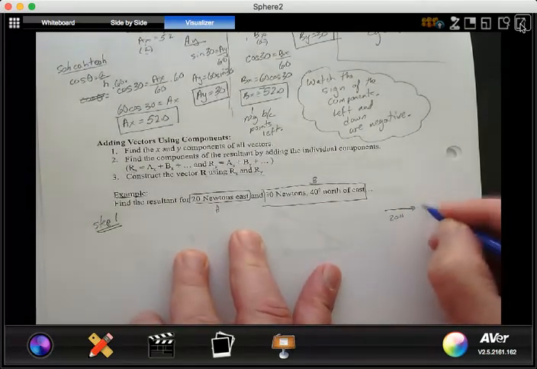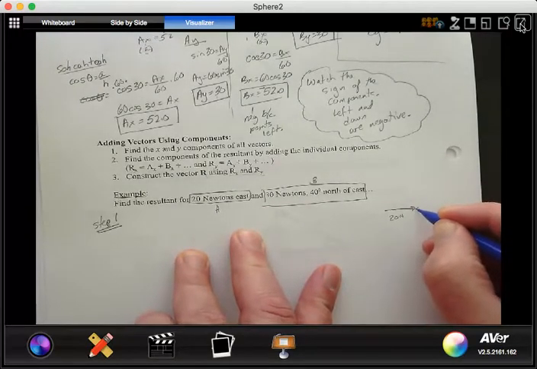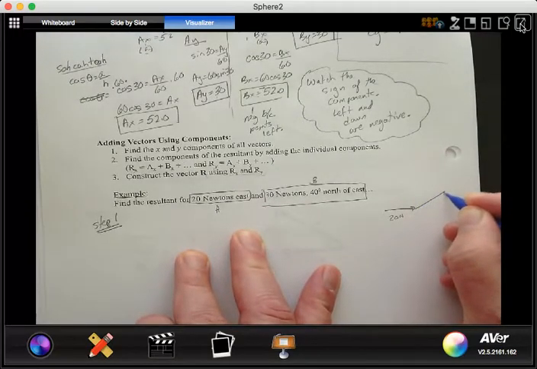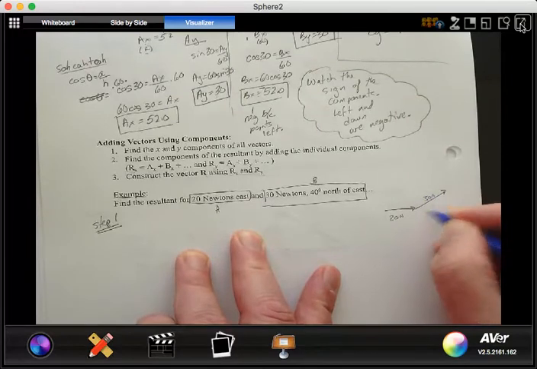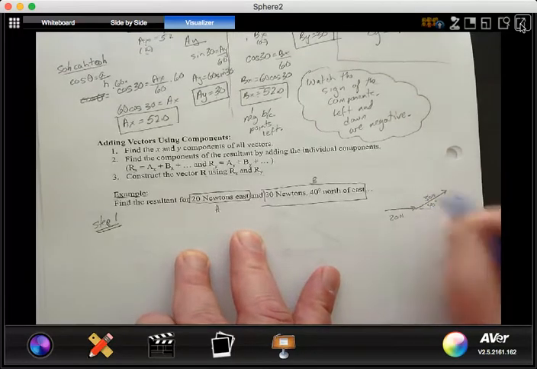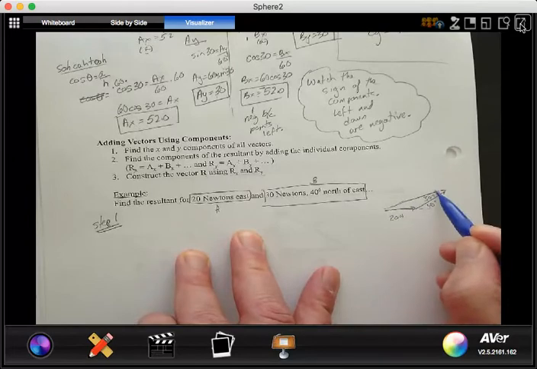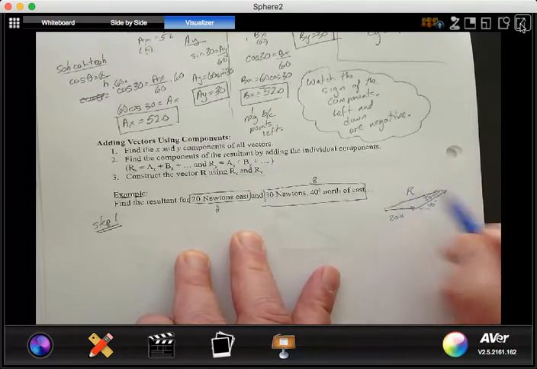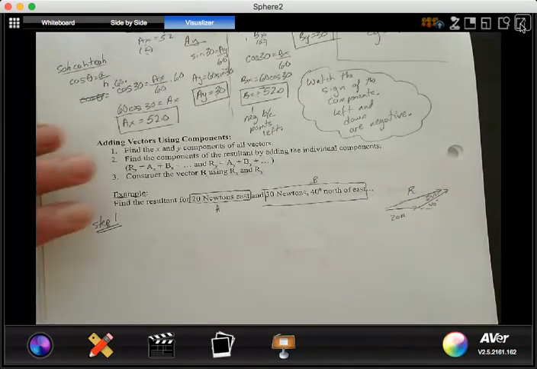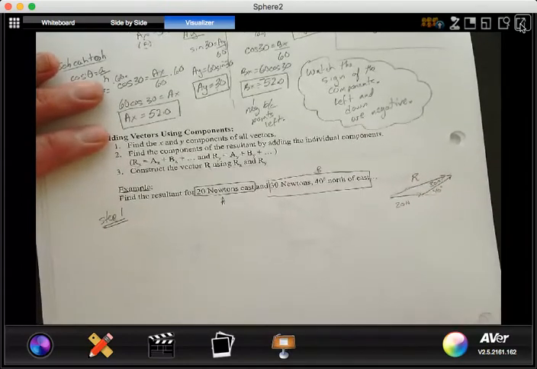And then I got this one. And I'm going to draw it tip to tail right away so I don't have to move it. And I got 30 newtons, and 40 degrees. So my resultant ought to end up looking something like this. All right, so we're just going to check that. That's going to be our check, see if we end up with something like that.